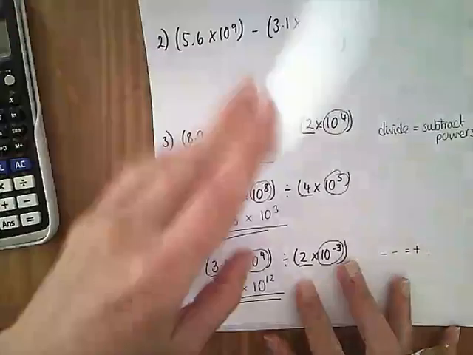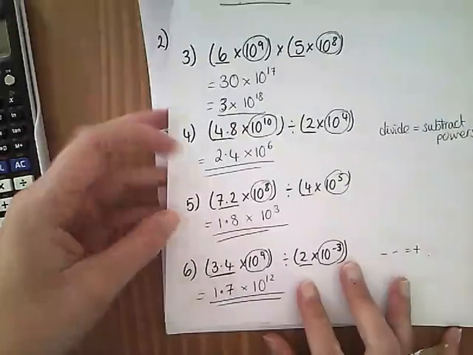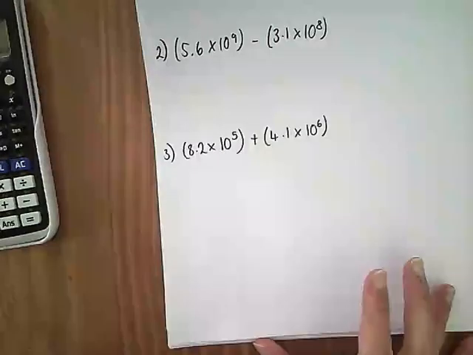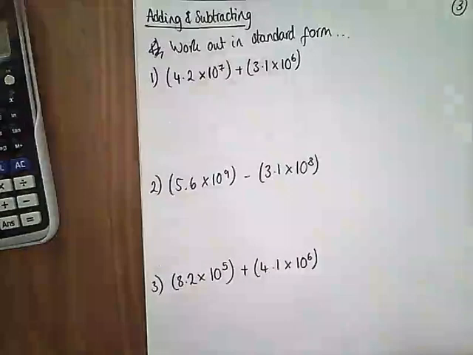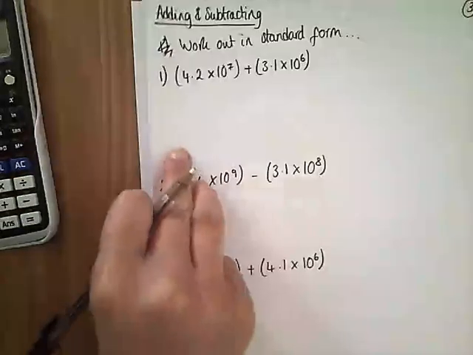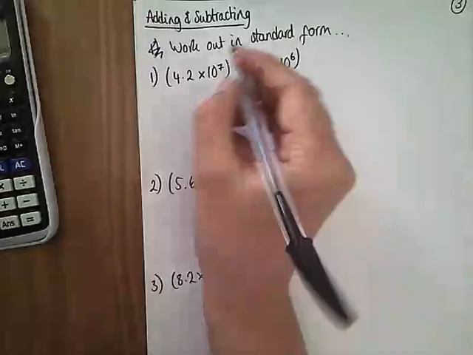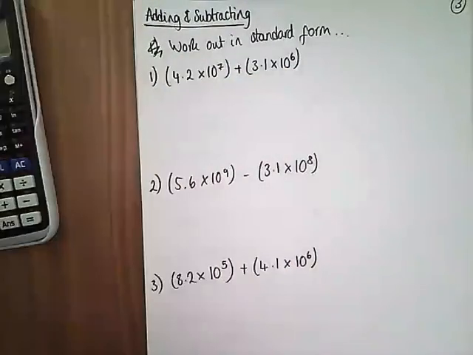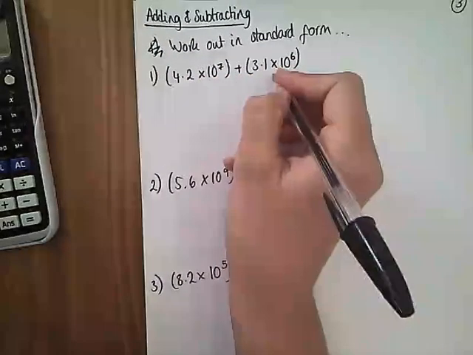Okay, that's adding and subtracting. Nope, that's multiplying and dividing in standard form. Let's quickly do adding and subtracting. Okay, now this is a little bit trickier. This is the trickiest one, I would say. When you are doing it, there are two ways you can do it. You can either write these as ordinary numbers and add them.